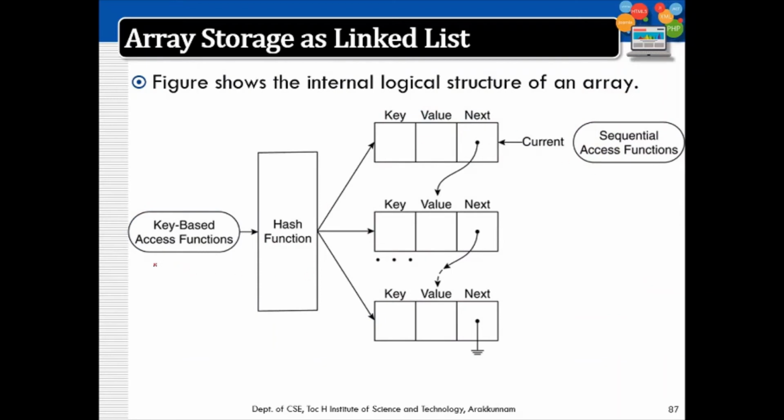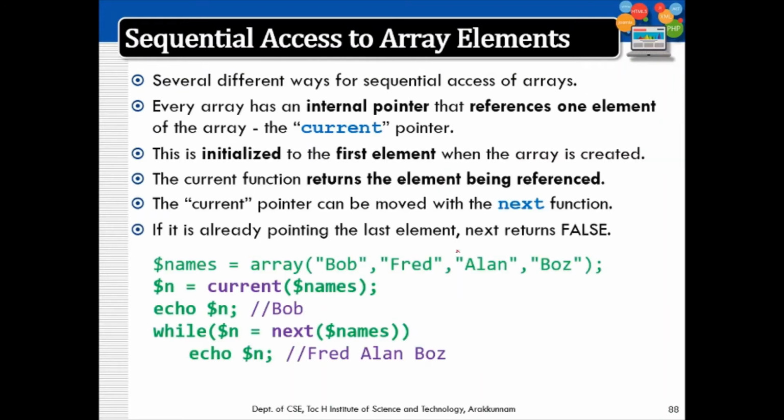Just understand this. Access based functions are there, key functions, then key value and the next parameter is there. So next will point to the next element in the array. We have different ways to access the array elements sequentially. So the next topic deals with the sequential access to array elements.